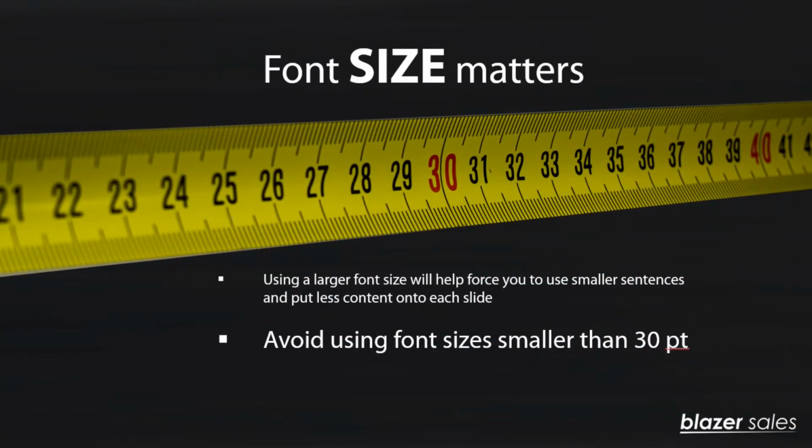Font size matters. Your font size should always be 30 points or greater. I didn't make up this rule. This rule actually came from Guy Kawasaki, who was a marketing genius in Silicon Valley. Many years ago, he came out with this rule, 30-point font or bigger on your PowerPoint presentation. I think it's a fantastic rule. It keeps you using smaller and shorter sentences. It only allows you to put a few different bullet points on. And it's really something you should adhere to in your PowerPoint presentation. 30 points or greater with your font size.